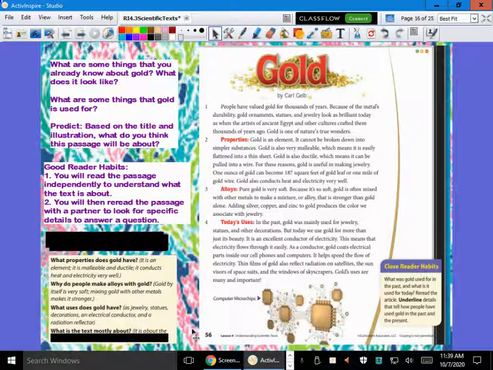So if you had to come up with a solid main idea sentence, who and what was this text mostly about? What did I talk about all the way through? What was it? Gold, right? What did we learn about gold? It was all about its properties, right? And then how it was used in the past, but also how it is used in present day. All right, friends, let's keep going.